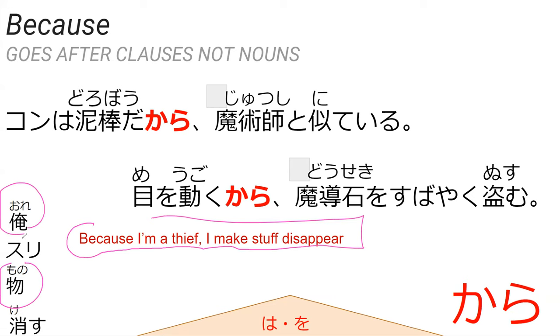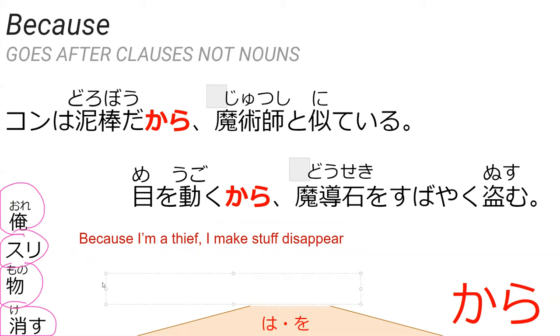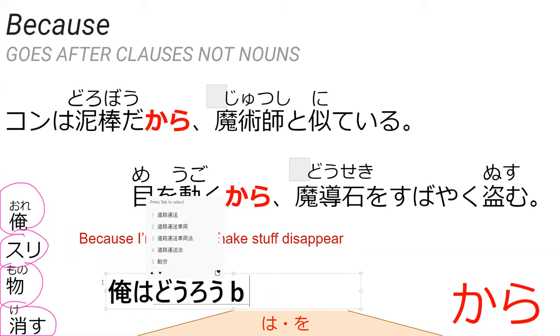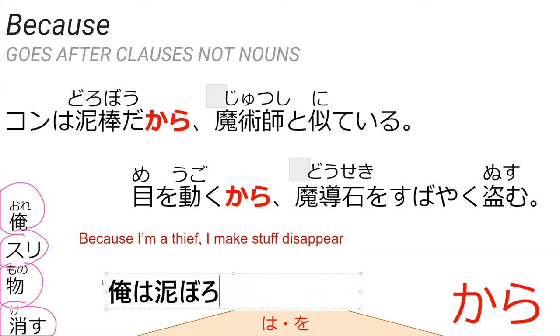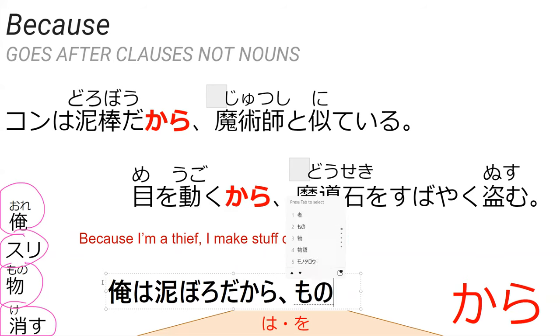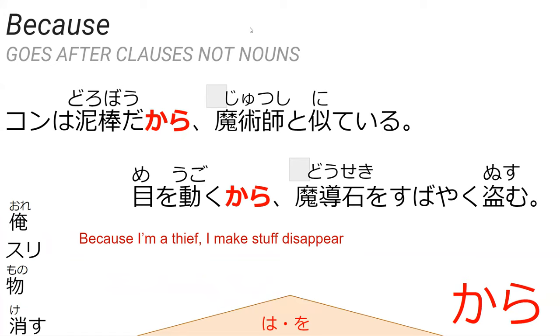So we got ore, which is I, dorobo, which is thief, and kesu, which is to make something disappear. Ore wa dorobo da kara mono o kesu. Close. So I wanted to do... Wait, you're right. Perfect. You did 100% right. I meant to write that because I'm a pickpocket, but I did not write that. Wait, you're correct. It says I make stuff disappear. I think you said mono o kesu. Yeah, I think that's the connotation.